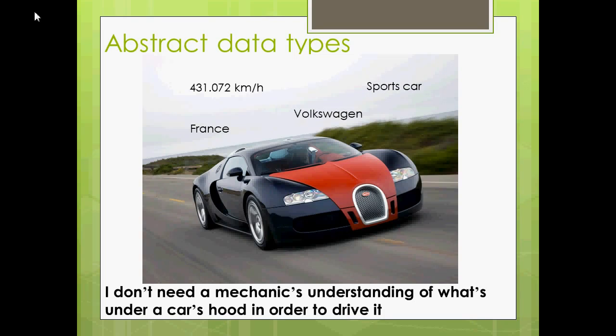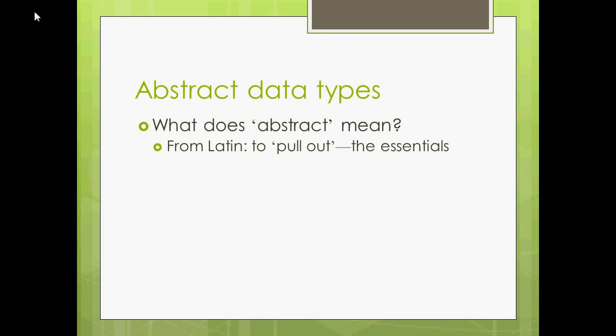We focus more on abstract data type. In the next slide we'll focus on defining the term abstract. So what does abstract data type mean? In Latin, abstract means pull out or hide the essentials. So hide the details, show only the essentials. That's what it means. The same thing will apply to our code as well. So that is abstract.